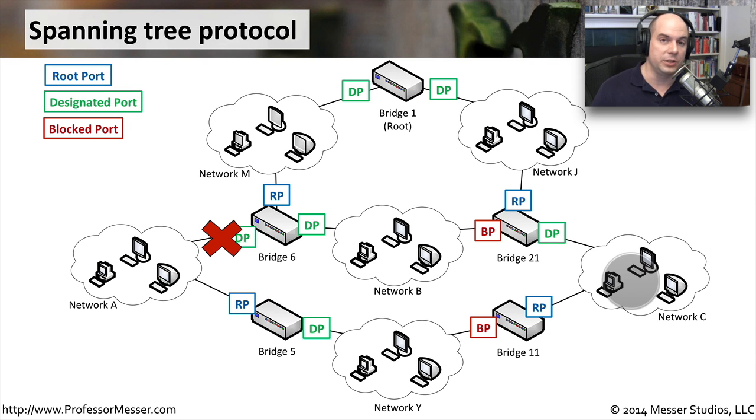Since all of these bridges are talking to each other, they would immediately go into a mode where they decide, wait a second, I can no longer communicate down to bridge 5. I need to find some way through bridge 6 to get in that direction. And so it reconfigures itself on the fly and changes the root port on bridge 5, swaps over so that now it passes through network Y, and bridge 11 recognizes that and gets rid of its blocked port. Now network C and network Y are directly connected to each other, and we still maintain communication from network A back up to the root or anywhere else on the network if we want to.